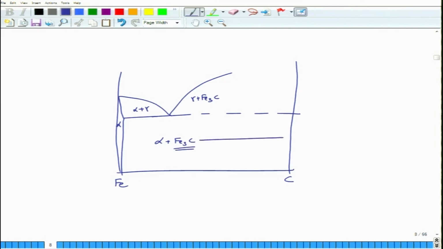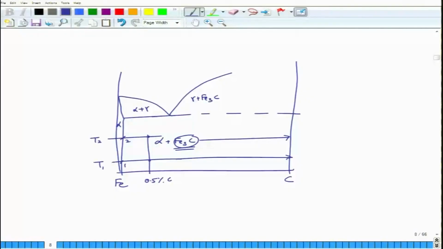Fe3C cementite, whose composition is given by this line, is a fixed composition. As you change the temperature, say I am at 0.5% carbon steel at temperature T1 and at temperature T2, I have alpha and Fe3C in both cases, but here alpha has a different composition, which is this, and here alpha has a different composition, which is this. So this is number 1, this is number 2. But Fe3C has the same composition, which is determined by this vertical line.